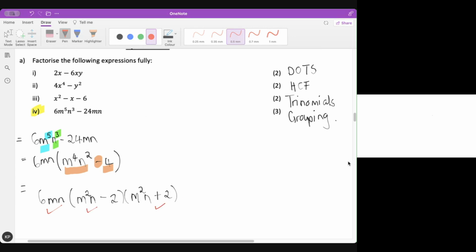So the way we mark those brackets, 1 mark is for having the correct symbol. So one of them has to be a positive, one of them has to be a negative. And the second mark is for having the correct factors. So m squared n and the 2.